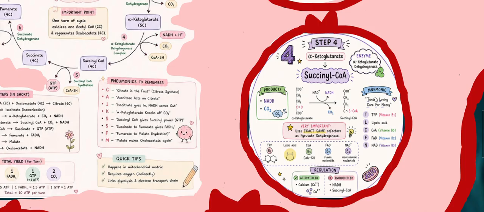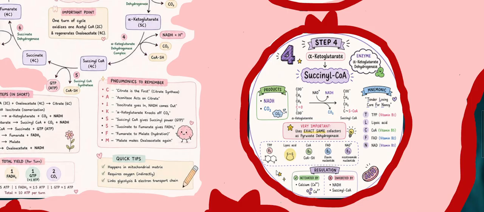We had this tender loving care for Nancy: thiamine pyrophosphate, lipoic acid, coenzyme A, FAD, NAD. All of these cofactors were used for the alpha ketoglutarate dehydrogenase complex. Products were the NADH and carbon dioxide. I told you we're removing a carbon dioxide molecule and creating an NADH. It uses the exact same cofactors as pyruvate dehydrogenase.